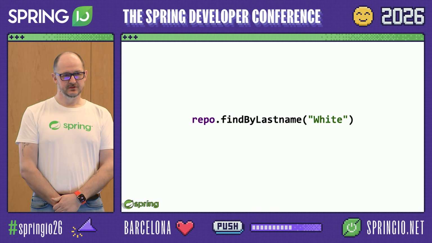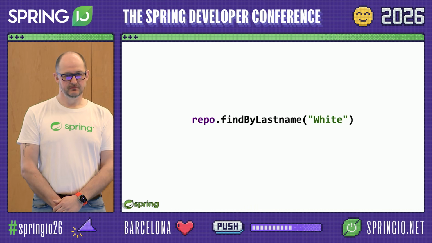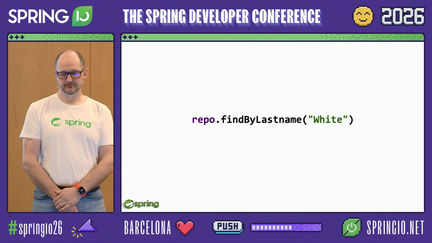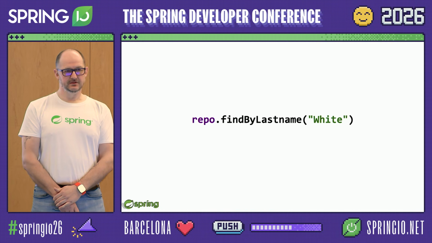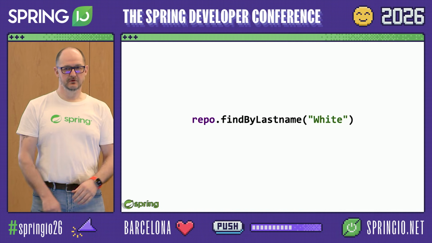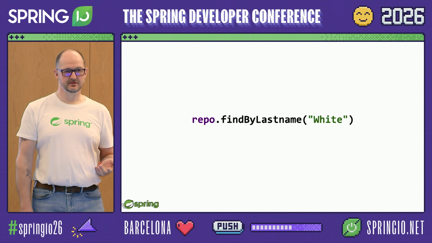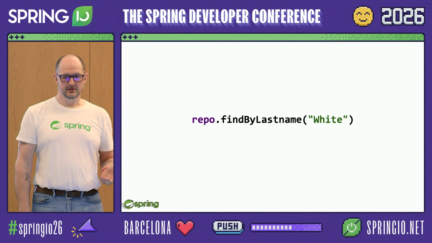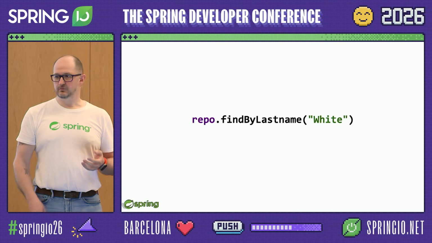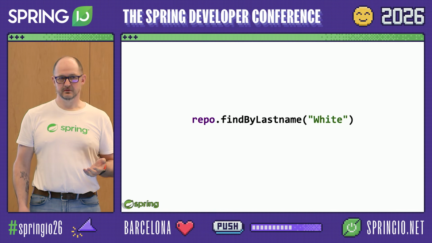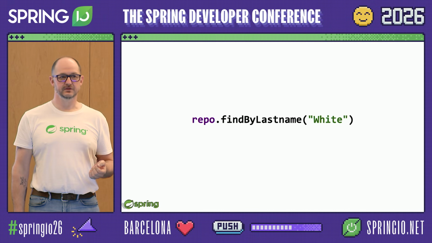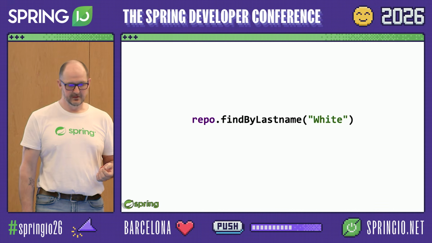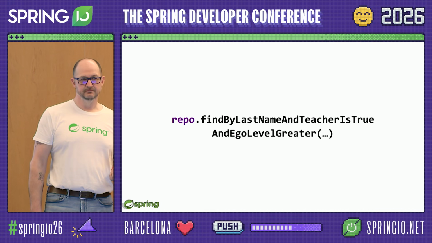Most of us started small, maybe somewhere here. Spring has us covered for our everyday tasks. It makes our everyday lives easier with repository query methods. And supposedly, we are all here because we think we do enjoy queries. Until we don't.